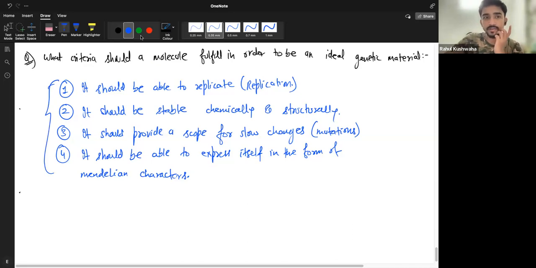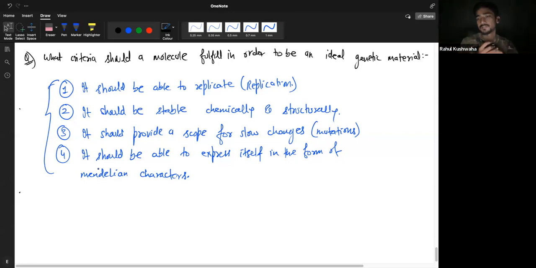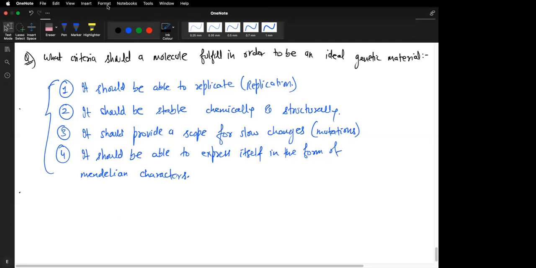Now let's see how many criteria proteins fulfill. Protein cannot replicate, so 0 for point 1. They are stable, yes, so protein fulfills point 2. They should provide a scope for slow changes. Actually, proteins also do mutate, so let's say they fulfill point 3. But they do not express themselves in the form of Mendelian characters all the time. That's where they lag. So protein only fulfills 2 of the 4 points, hence they are not an ideal genetic material.